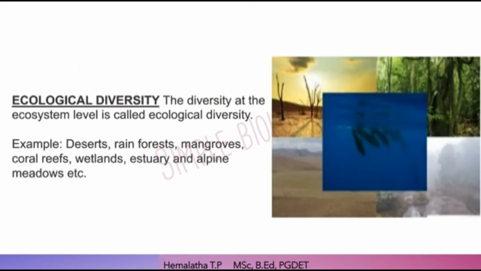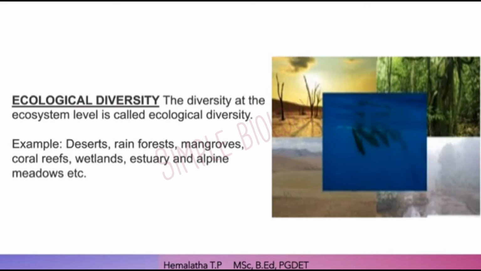Next, ecological diversity. The diversity at the ecological system level is called ecological diversity. What is an ecosystem? When there is an interaction between the living as well as non-living components in a particular place, that is called an ecosystem. In this picture we can see the deserts, tropical rainforest region, water ecosystem, rainforest, temperate region, all these different varieties of places or ecosystems. All these are different in their own way. All are not the same.